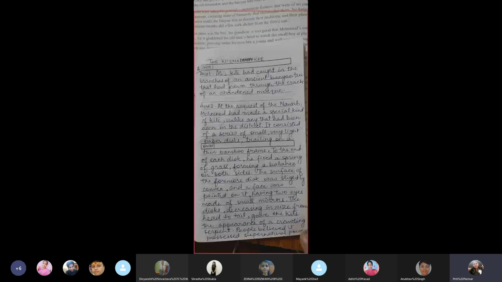The discs decreasing in size from head to tail gave the kite the appearance of a crawling serpent. People believed it possessed supernatural powers. Coming to A3.